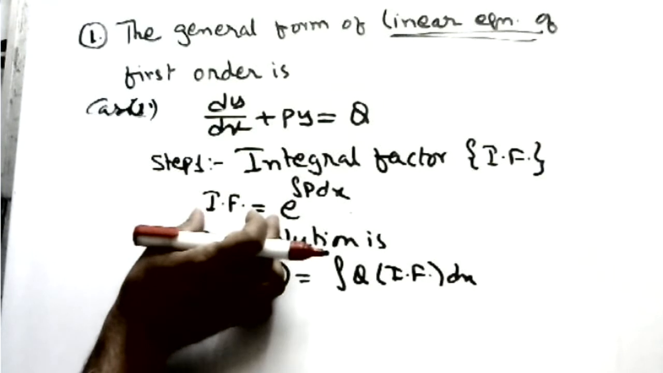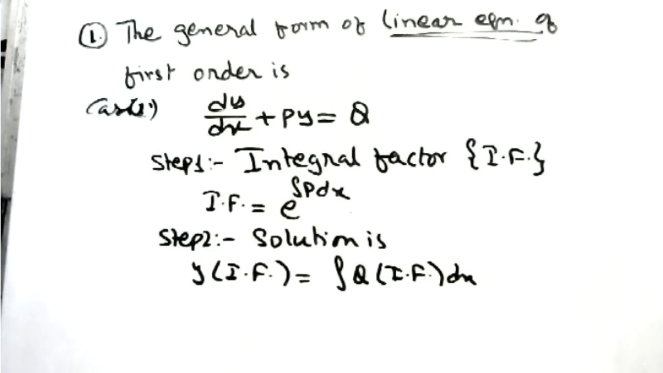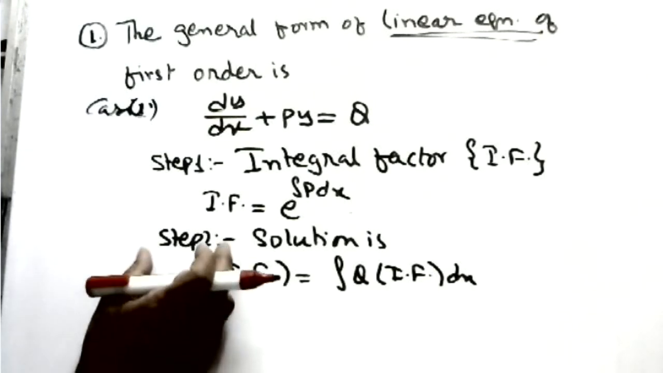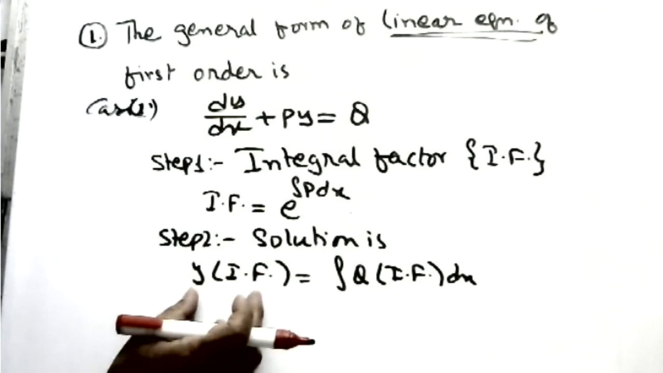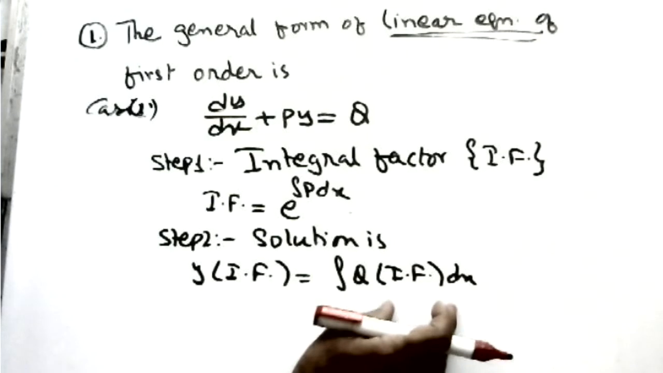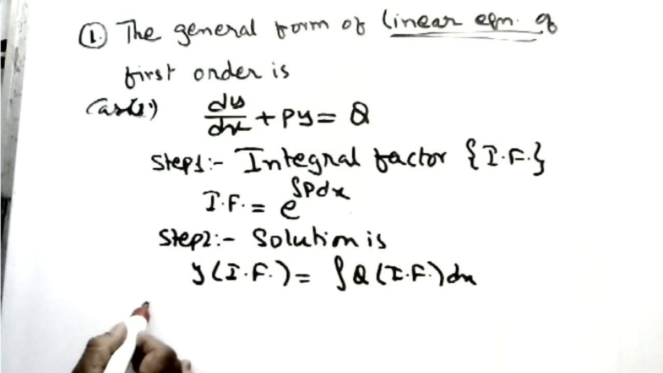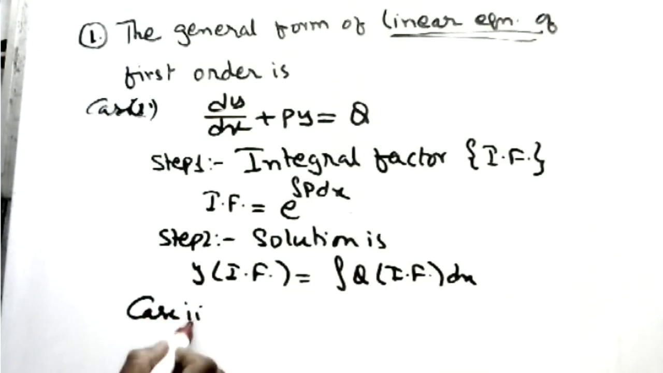The first step to solve this differential equation is the integral factor, whose formula is e to the power of integration p dx, and the second step is the solution. The solution will be y into integral factor equals integration of q into integral factor.